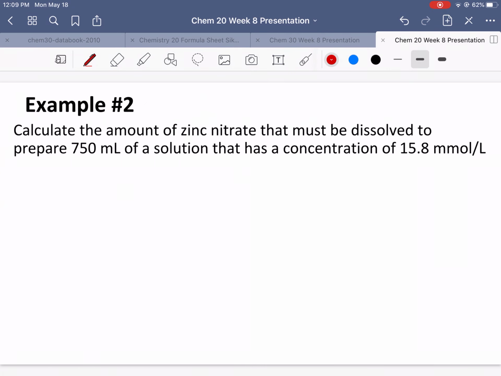Okay, let's try another example. What if we are trying to figure out the amount, ding, ding, ding, amount, you see that language, guys, that's N, of zinc nitrate. Important to know what we're dealing with, a zinc 2 plus ion in an ionic compound with NO3 negative. It is dissolved to prepare 750 milliliters. Think about this.